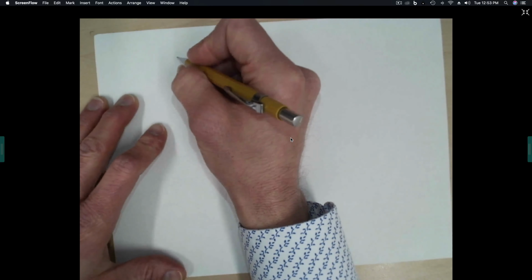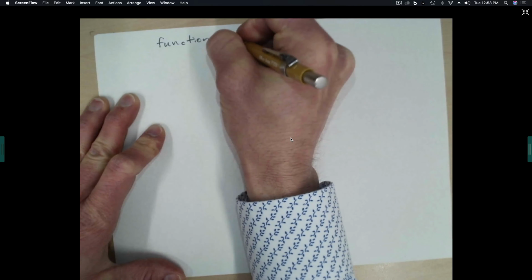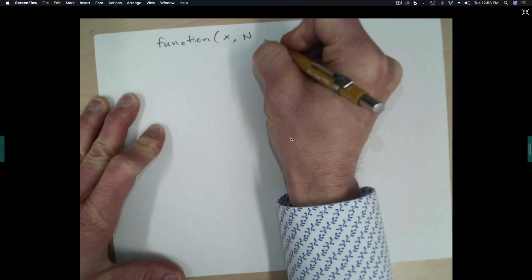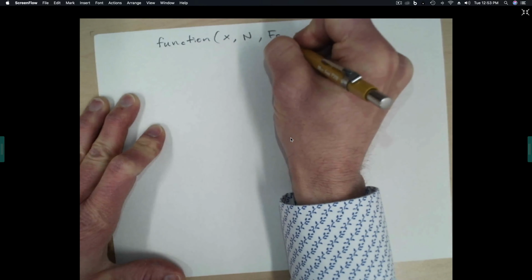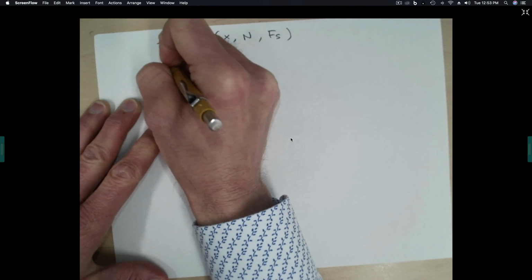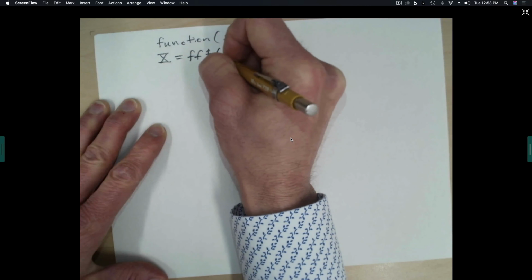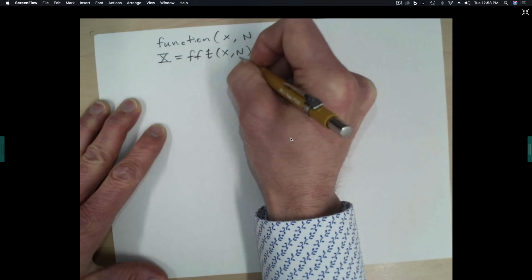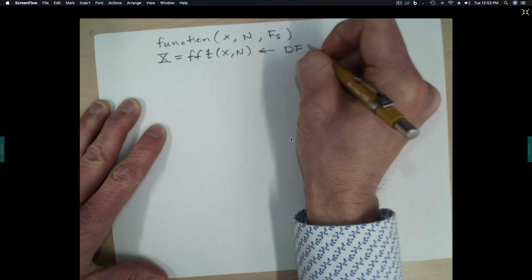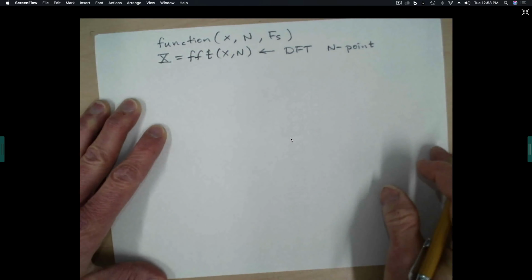So let's think about writing a function in MATLAB. And let's suppose this function receives an input x, a length n, and a sampling rate fs. So inside, we'll say capital X is equal to the FFT of x, and we'll make that an n-point transform. So this is where the DFT is computed, and it's an n-point DFT.